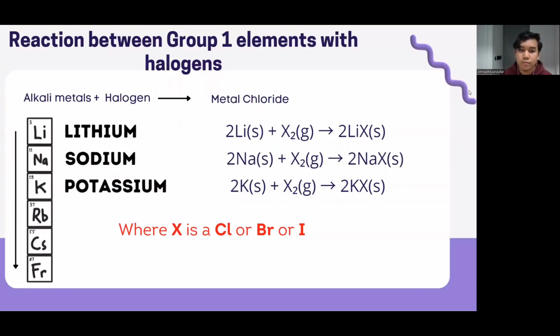If we react halogens with alkali metals, the product will be a metal halide. For example, if we react iodine and potassium, eventually potassium iodide will be produced.